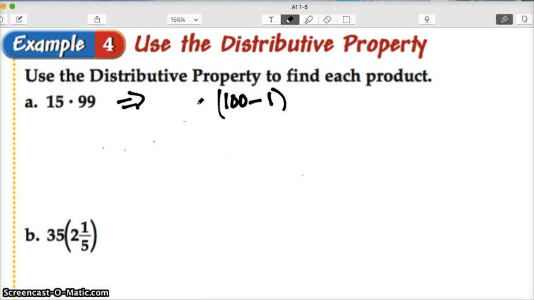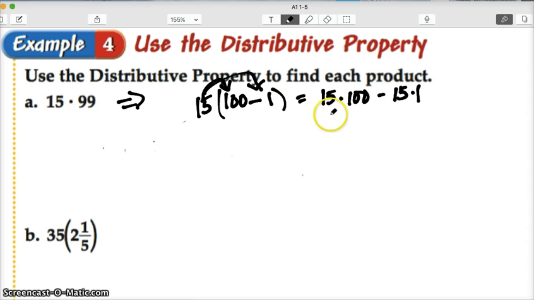And it's really super easy to multiply numbers by 100 and by 1. So it makes sense for me to rewrite this problem as 15 times the quantity of 100 minus 1. Now that I've done that, I can use the distributive property, which says that this is an equivalent way of looking at this problem, right? And now I can just simply handle this problem in this way.